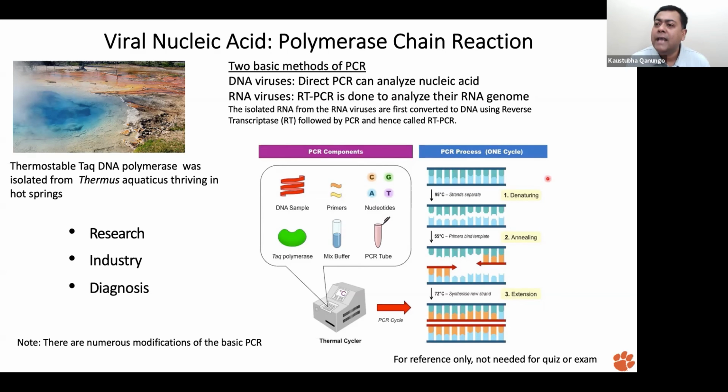How pure does the sample need to be? Can PCR detect a small amount of viral DNA if there's an overwhelming amount of host DNA? Yes, that's a very good question. Yes, it can. This is extremely precise.